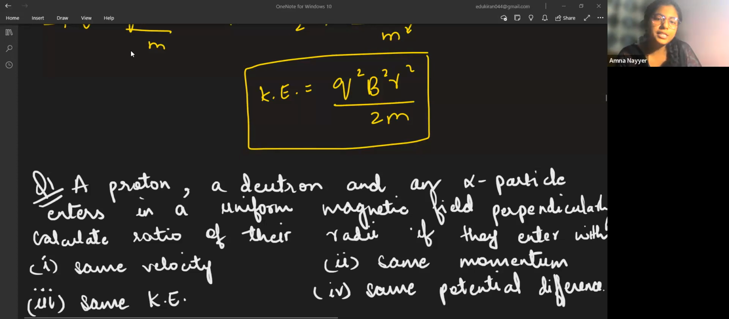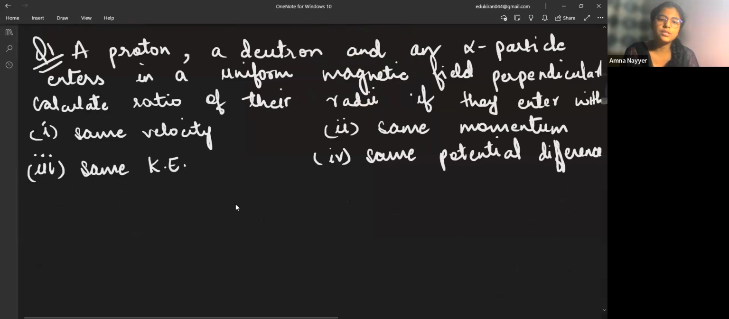See class, this question: a proton, deuteron and an alpha particle enter a uniform magnetic field. We have to find the ratios of two quantities, firstly if the velocity is the same, and then if the momentum, kinetic energy, or potential difference is the same. But what is the actual relation between all these? You have to remember this, not only for this question but for the rest of the questions also.